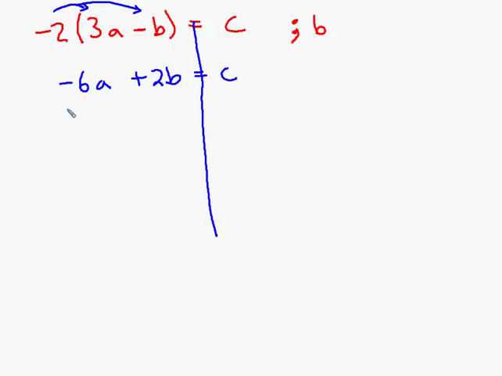Add what? Add 6a. So do I get 6ac over here? No. What do I get? C plus 6A. Good job. You guys are the bomb diggity at this. Now what do we do?